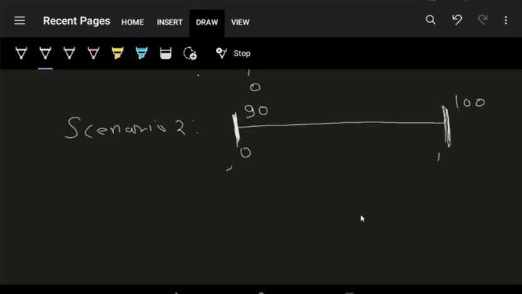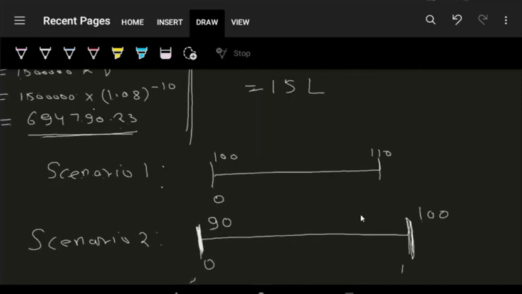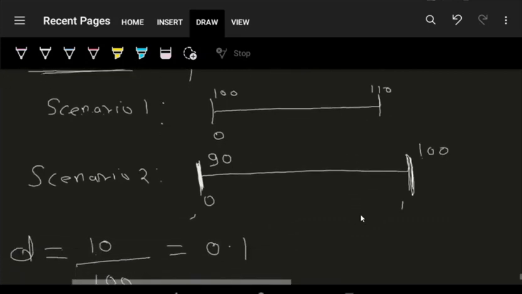So my type 2 rate, which is denoted by D, can be calculated as: the interest is 10 rupees on a 100 rupee loan. So my type 2 rate comes out to be 0.1. This type 2 rate D of 10% is not the same as the interest rate of 10% that we saw in scenario 1, and I'll explain in some time why they are not the same and why we are paying extra interest in the second scenario.